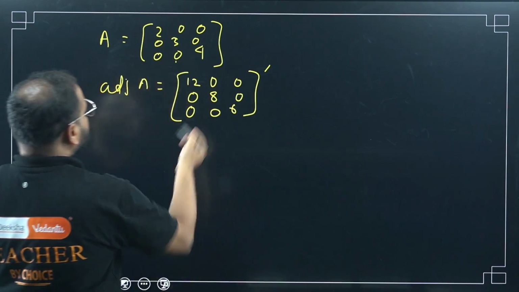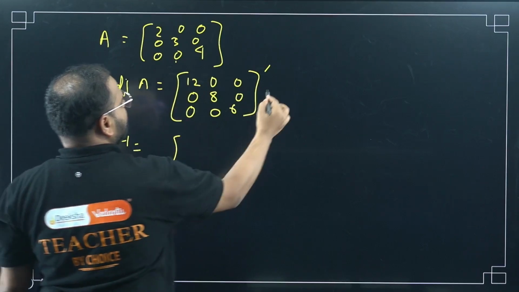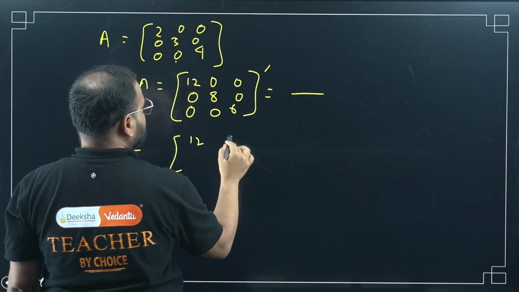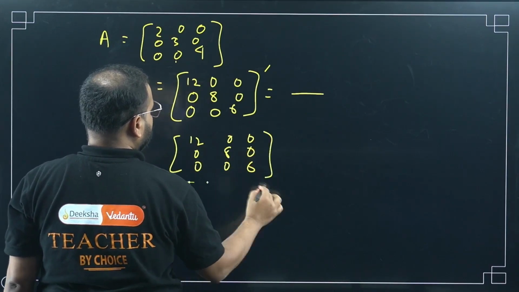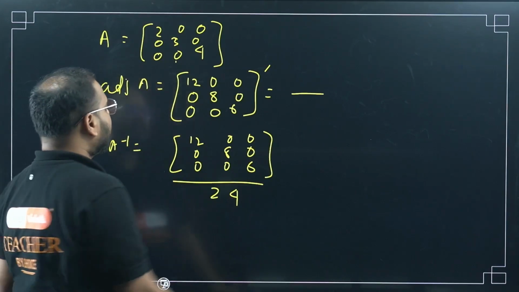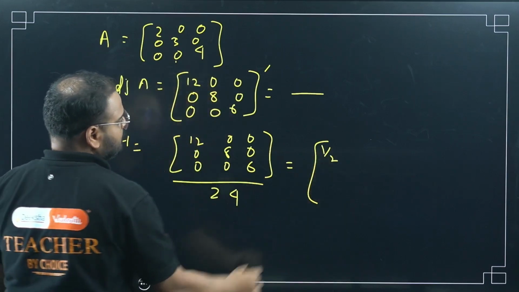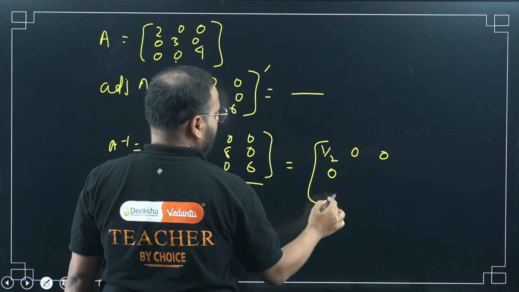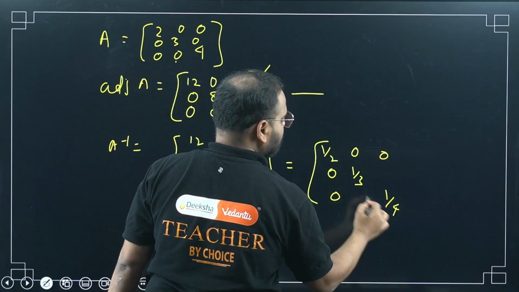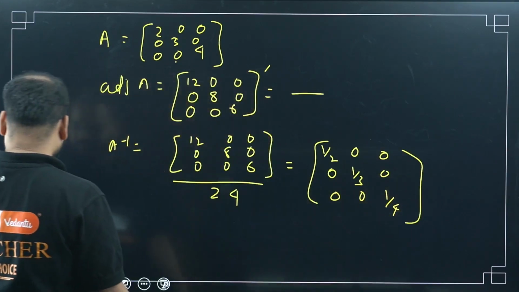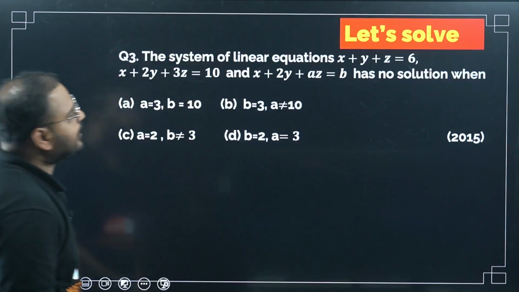So what we are looking for? Our A inverse looks like the same thing. This is my adjoint A, which will remain as it is: 12 0 0, 0 8 0, 0 0 6, divided by 24. Why? Determinant of A, we divide by it. What am I going to get? Please check. 12 by 24, so 1 by 2. All the rest is 0. 8 by 24, so 1 by 3. 6 by 24, so 1 by 4. Rest all is 0. Is the answer the same? Yeah, same answer. Simple question. Okay, all right.